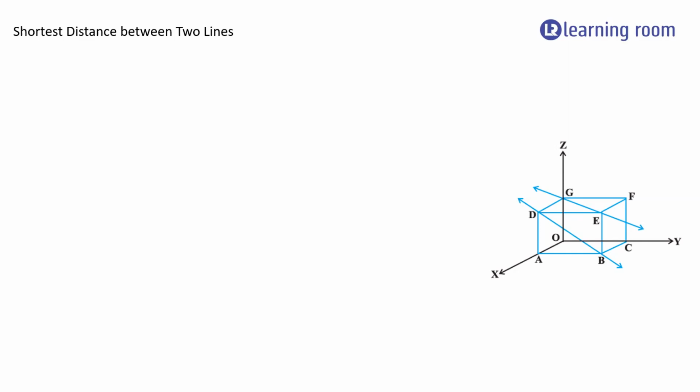So a vector plus lambda times b vector minus a vector. I hope those two points are clear, right?